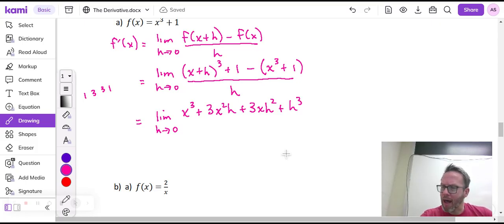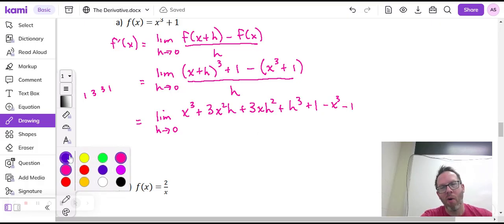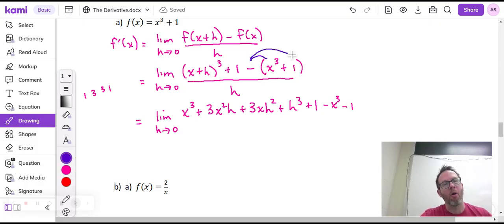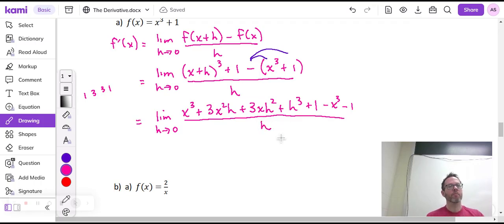And then we have our plus 1, and then we have minus x cubed, and also minus 1. Why minus 1? Because we're subtracting that polynomial, x cubed plus 1, all over h. I'm going to need to go into the right-hand side of my page for sure. But see, look, the same things keep happening. The stuff without an h divides out. 1 minus 1 is 0. x cubed minus x cubed is 0.